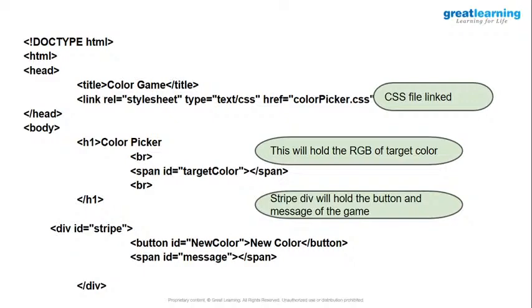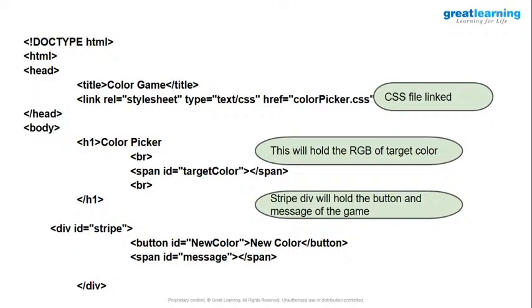Then we have this white stripe, right, that I was talking about, the stripe. In that we have new color, right, ID, and the new color text. The text will be there, it will be a button. Okay, so it will be a button. Then the message. So message you will not be able to see at the starting of the game, right, as I showed you. After you pick the right option or the wrong option, based on that this message will be printed. So this will be a div.